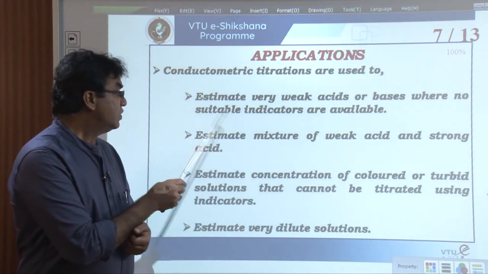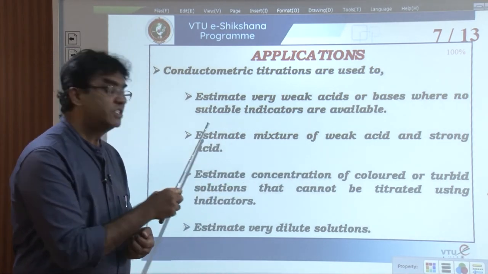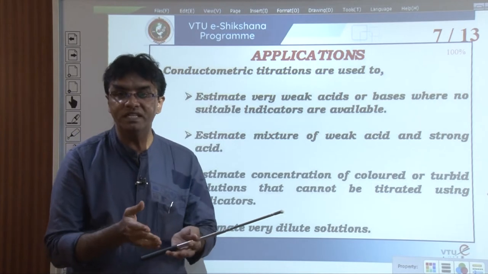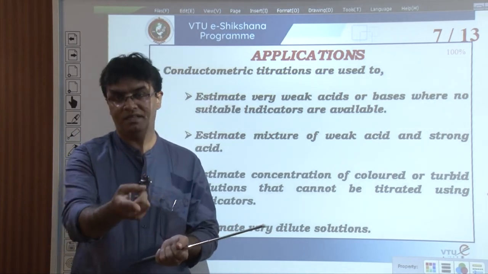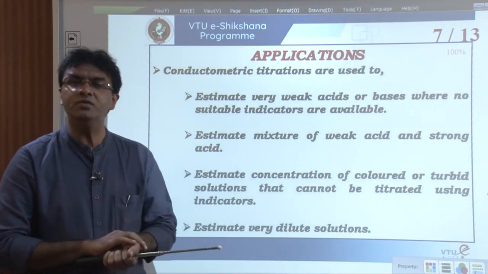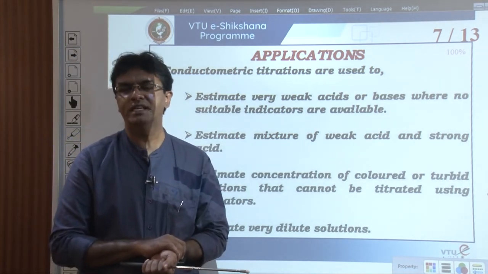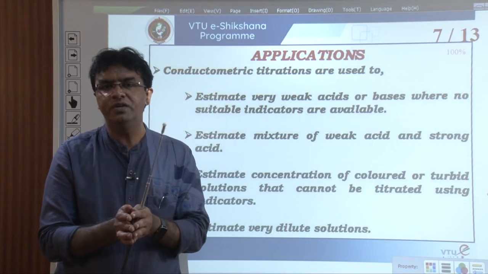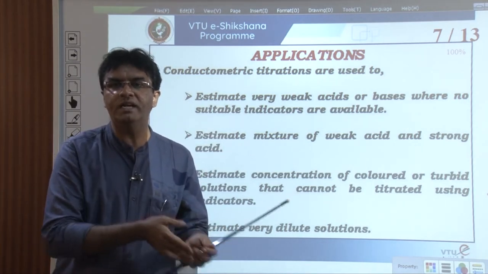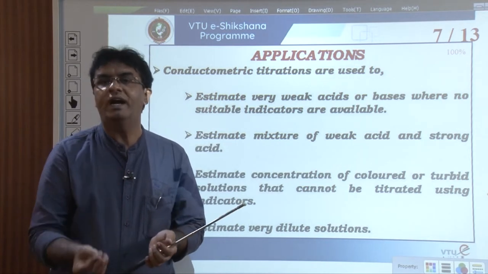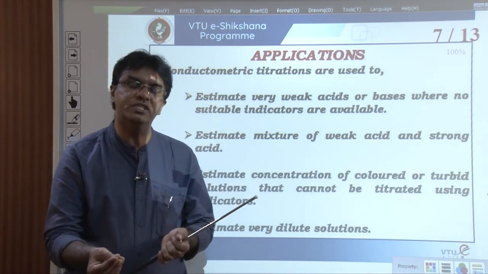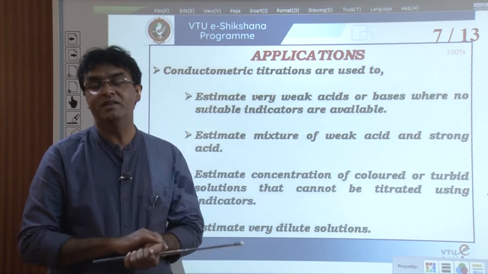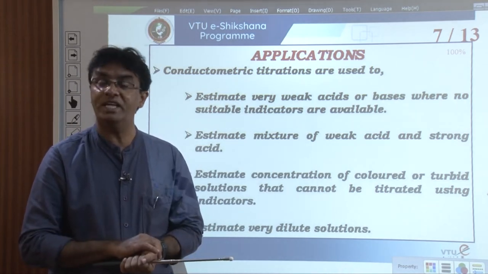We can also use this method for estimating a mixture of weak acid and strong acid. For example, when we get a mixture of HCl and acetic acid, which we are going to discuss in this session only. Suppose you are given a mixture of acetic acid and HCl, and you have to find out the concentration of acetic acid and the concentration of HCl. That detection is not possible by using the normal titration method, whereas in the conductometric method it can be calculated easily and accurately.